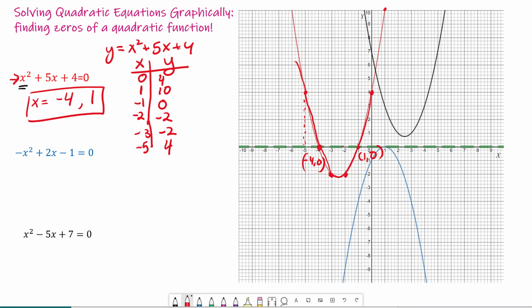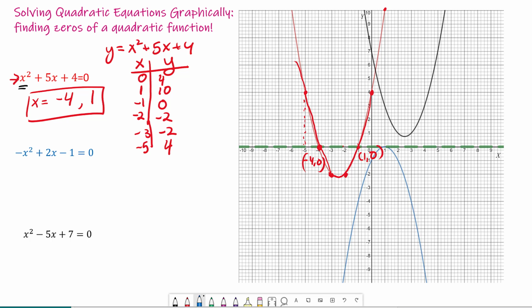Of course, I did cheat here because I had the curve drawn already by Desmos, but it helps to see how this works. Let's move on to our next example, which is here in blue. Here we have -x squared plus 2x minus 1 equals 0.